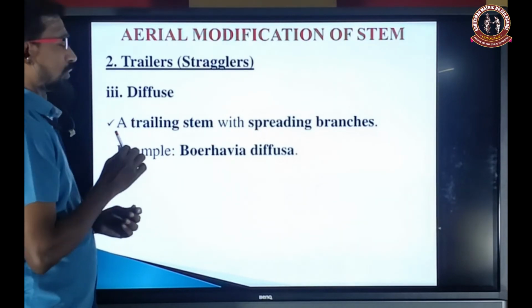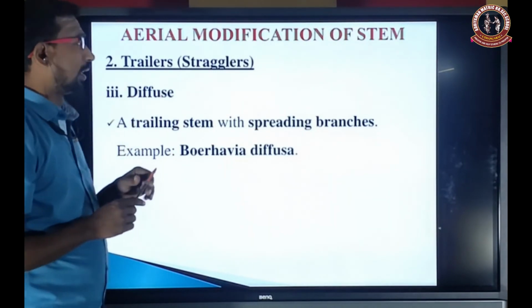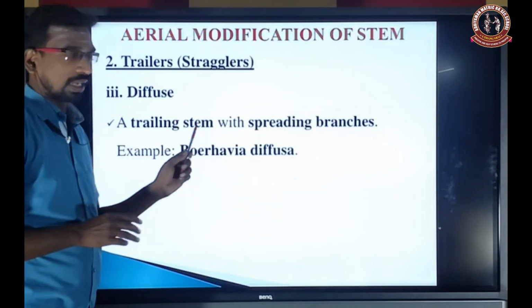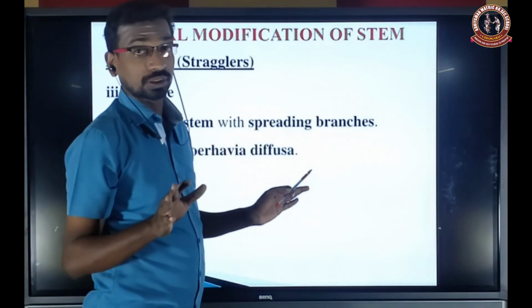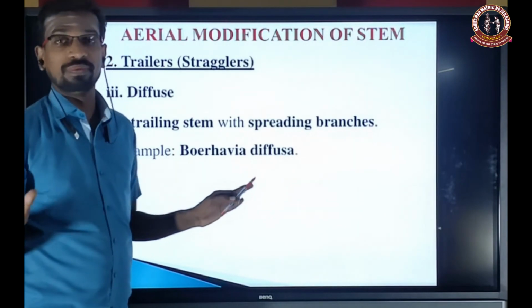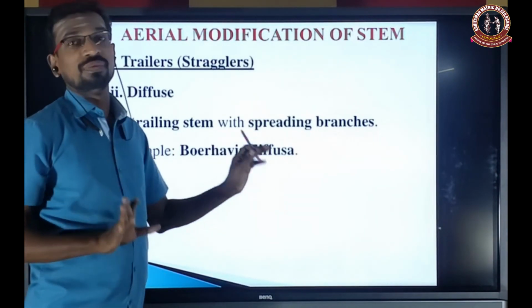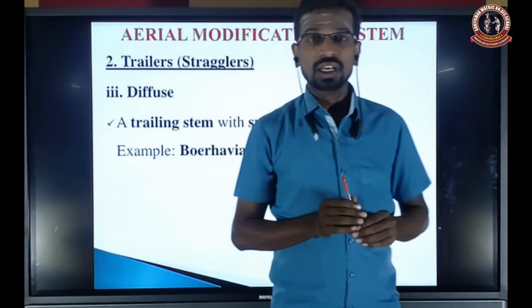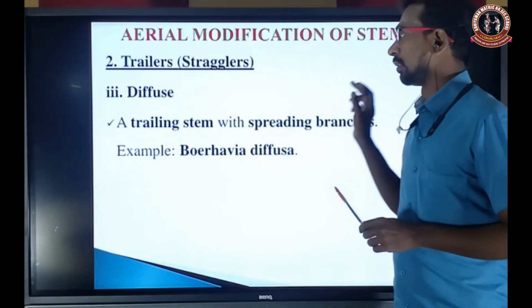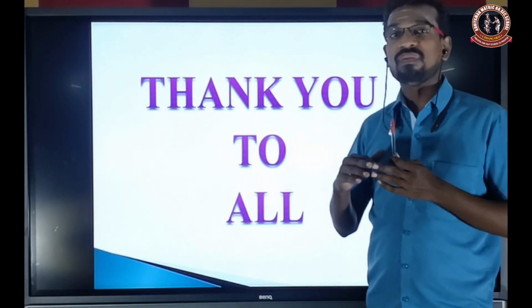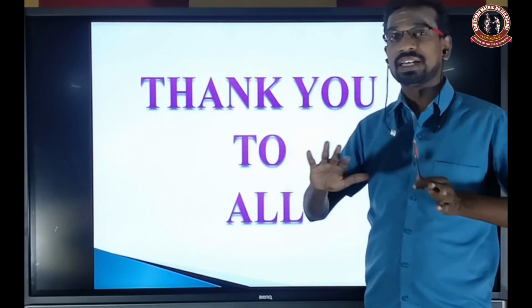Next, diffuse. The third type of trailer is diffuse. It is a trailing stem with spreading branches. Huge branches will be formed. Example: Boerhavia diffusa. So that's all about the aerial modification, especially creepers and trailers.